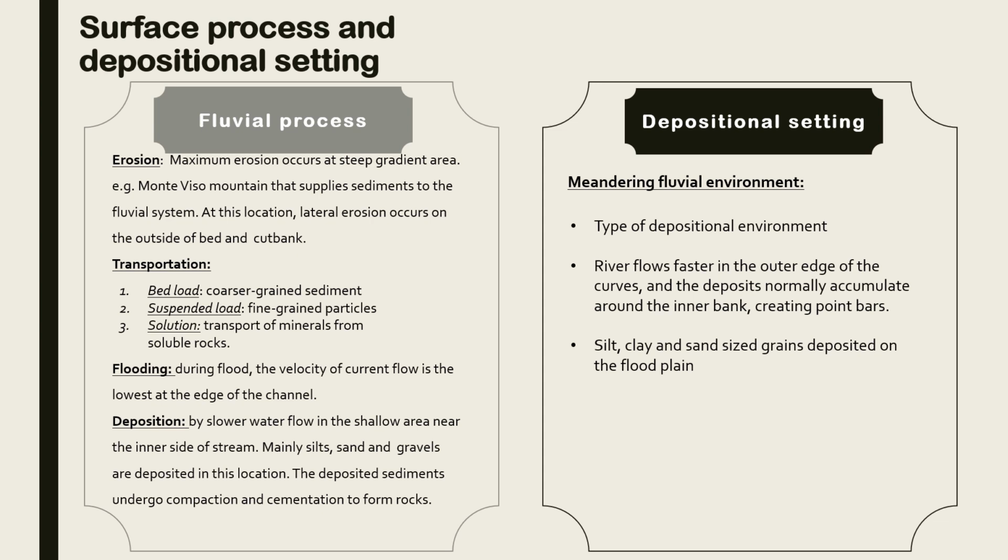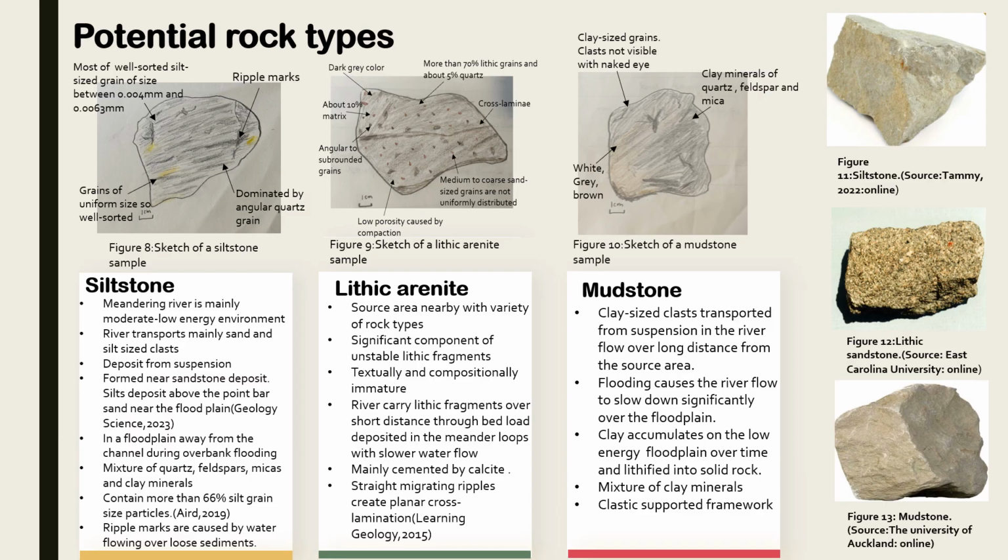The meandering river is a type of depositional environment. The river flows faster on the outer edge of the curves, and sediment will normally accumulate around the inner bank and create point bars. On the floodplain, fine-sized grains such as silts are deposited as well. The main sediments that can be deposited in the meandering river system are clay, silts, and sand-sized grains, as the meandering river is mainly a moderate to low energy environment.